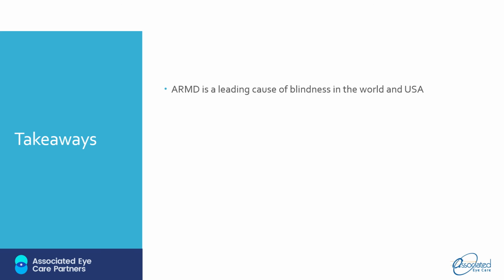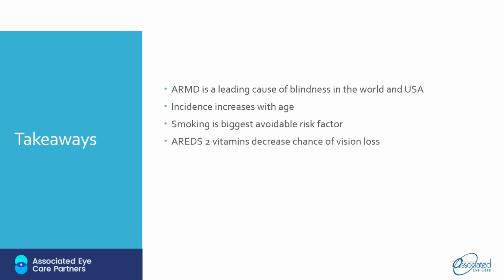So takeaways. Macular degeneration is a leading cause of blindness in the United States and in the world. Its incidence increases with age. The biggest avoidable risk factor is smoking, but most of the risk factors aren't avoidable, age and family history. If you have dry age-related macular degeneration, taking AREDS 2 vitamins is the best thing you can do, aside from quitting smoking, to try to slow the progression of it, either worsening dry or developing wet macular degeneration.